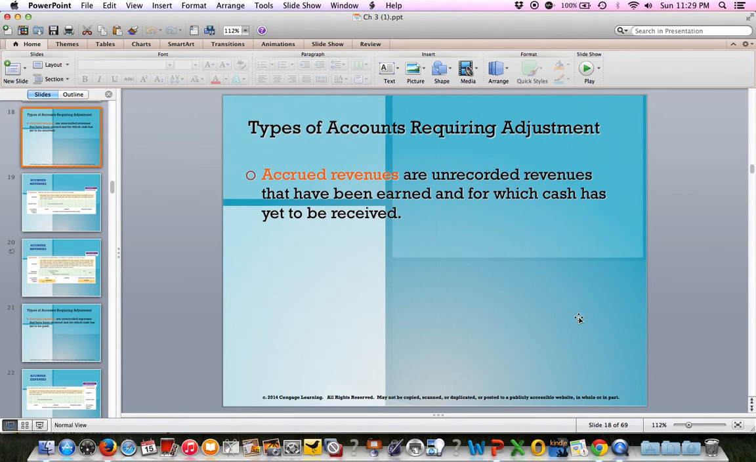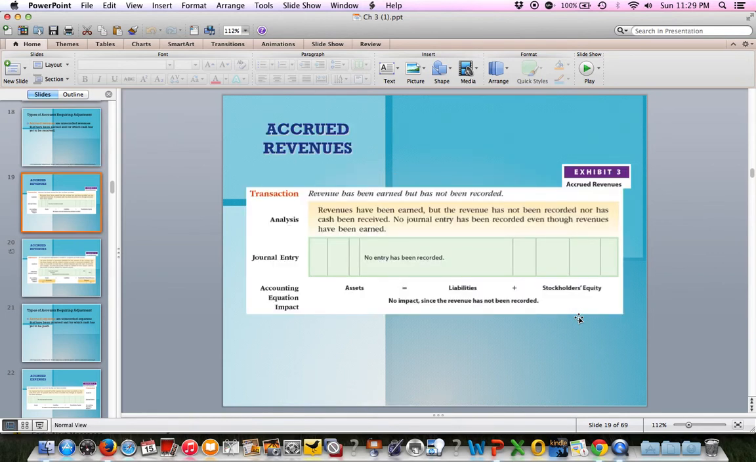Another one's called accrued revenues. It says unrecorded revenues that have been earned and for which cash has yet to be received. Okay, so we do something for somebody, we deliver a good or service. They don't pay us now, but they pay us in the future. That's an accrued revenue. Okay, so it says here, revenues have been earned but have not yet been recorded, nor has cash been received. It says no journal entry has been recorded, even though revenues have been earned. Okay.